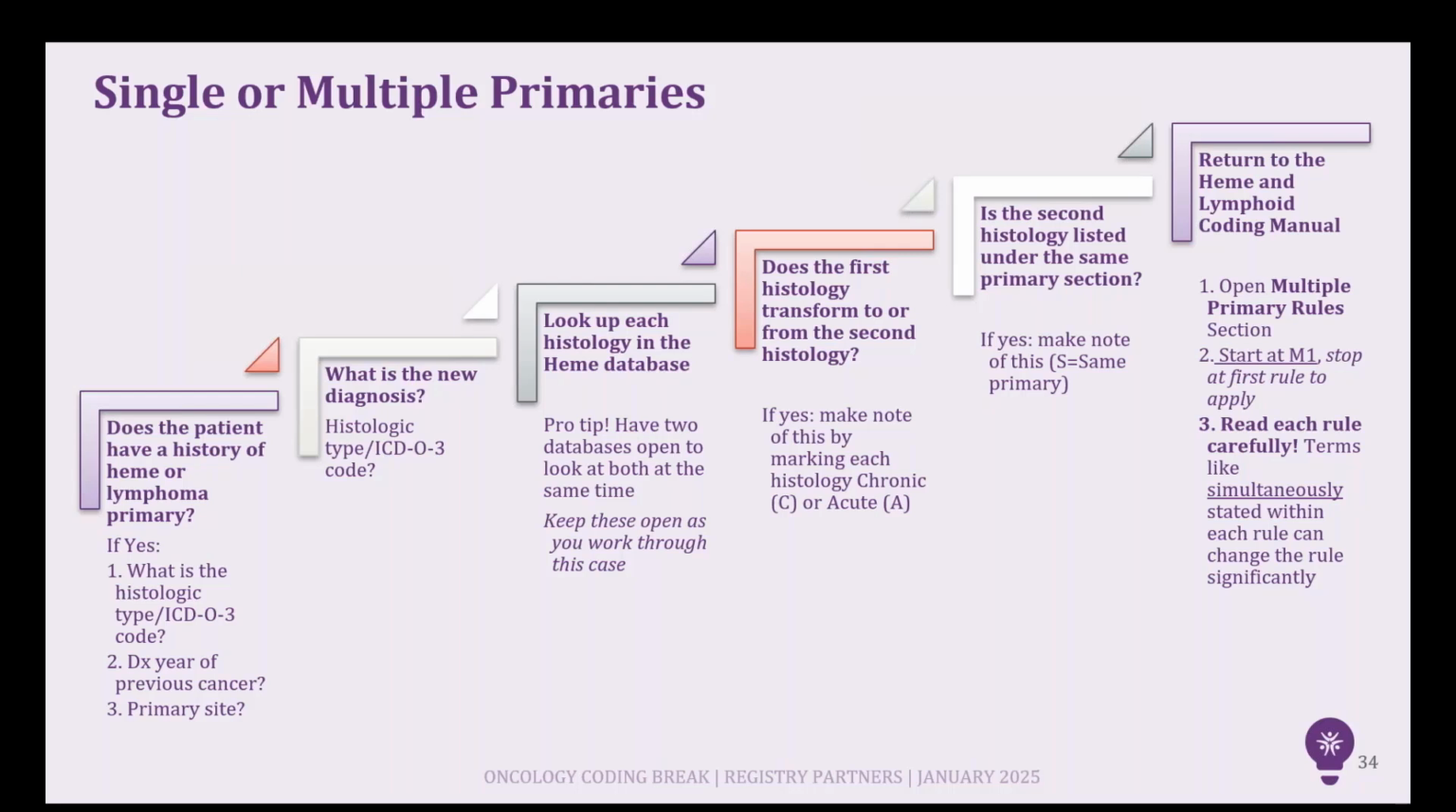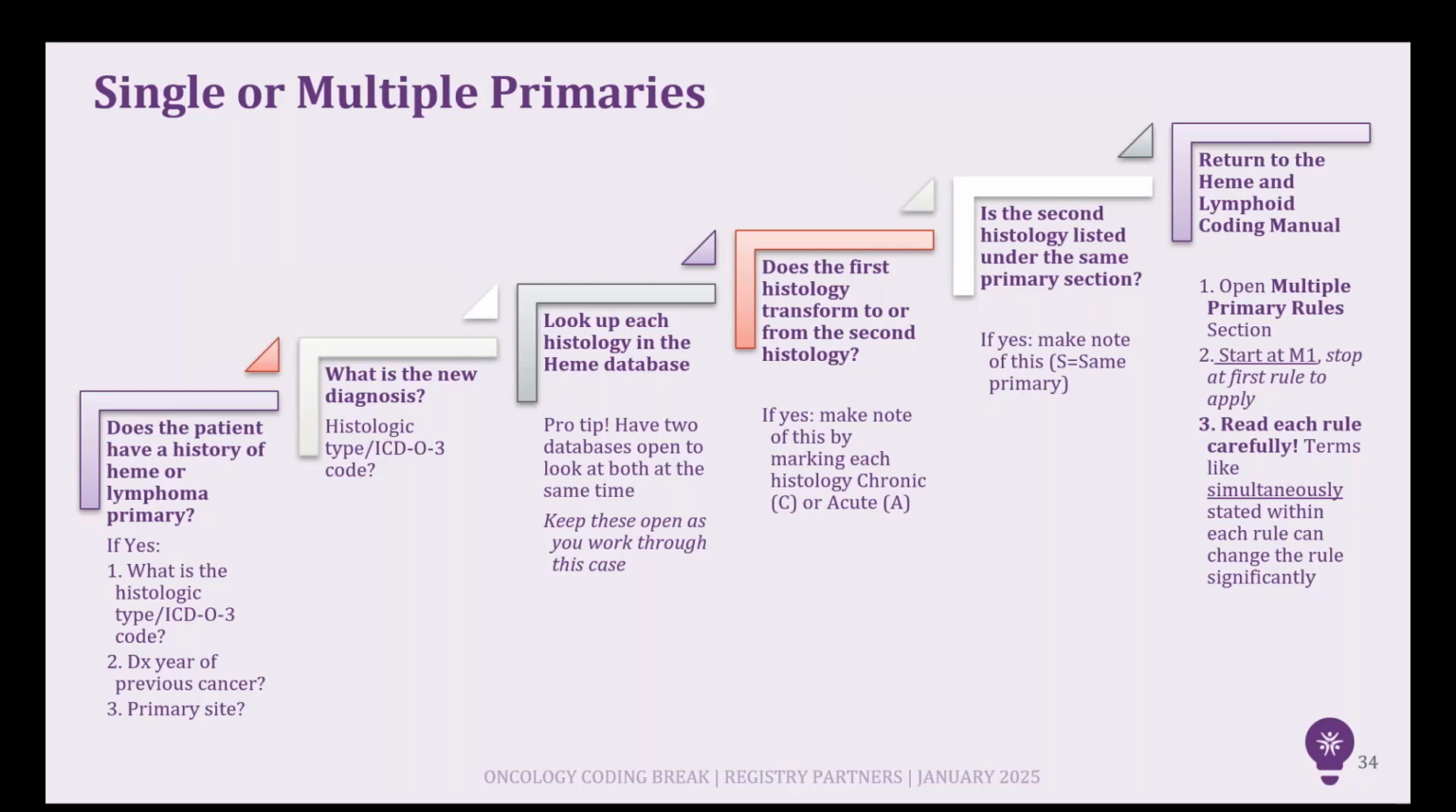So then return to the heme manual, open your multiple primary section, start with rule M1 and proceed through the rules, stopping at the first rule that applies. Be sure that you read each rule carefully because there will be terms like simultaneously and other terms that can significantly change the application of that rule if you're not careful.